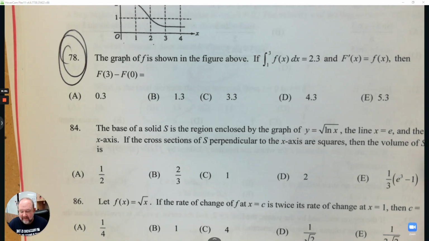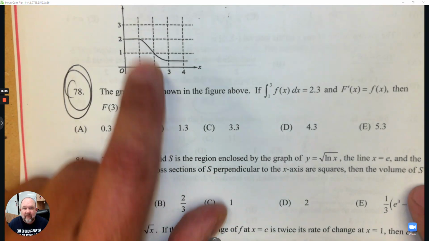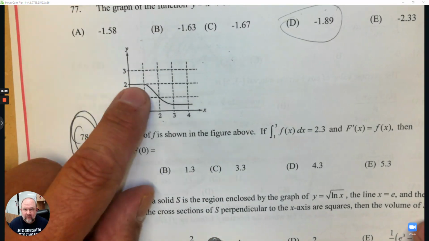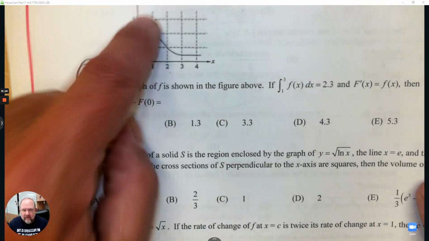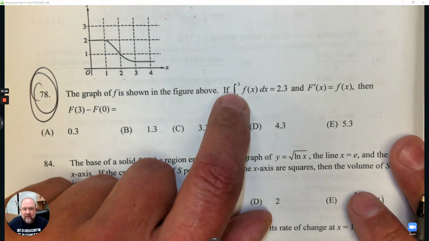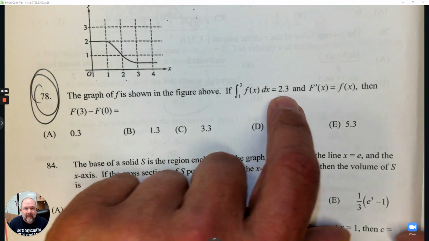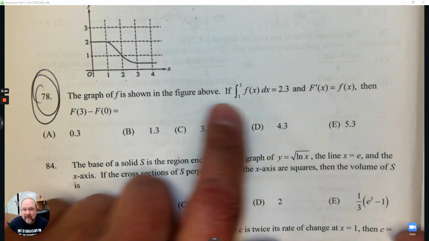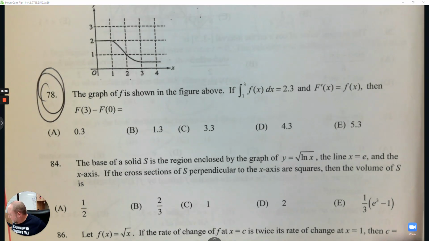All right, here's number 78, part 2, finishing off this review assignment. The graph of f is shown in the figure above. I thought 77 was connected to it, and that's what made it confusing and why it took longer than it should. This graph is here. If you integrate from 1 to 3, the answer is 2.3. And the derivative of f at x is equal to f at x, then f at 3 subtract f at 0 would equal what?